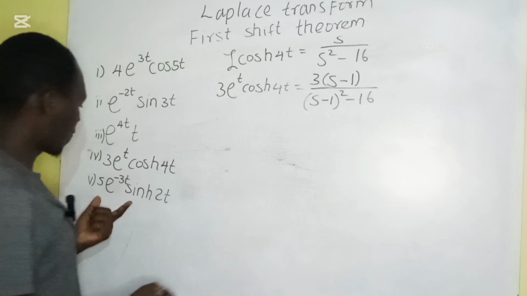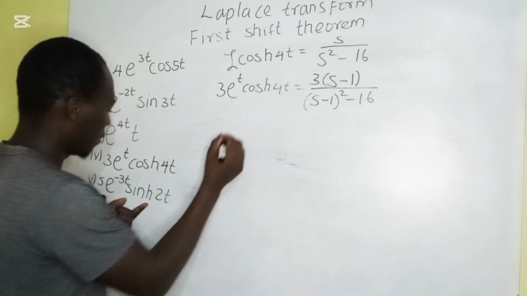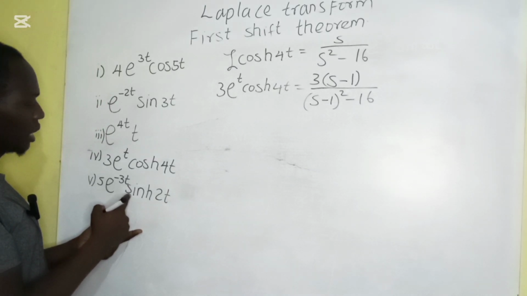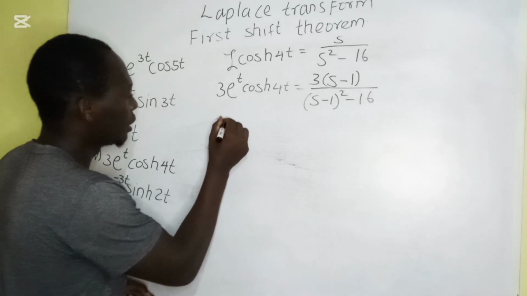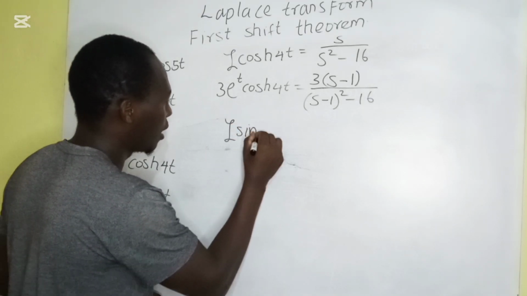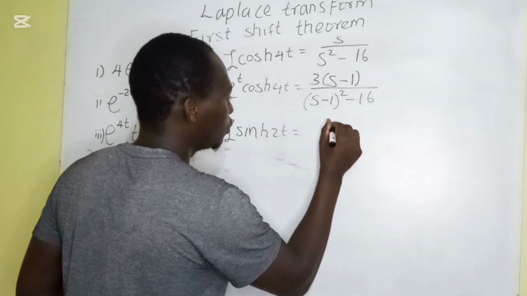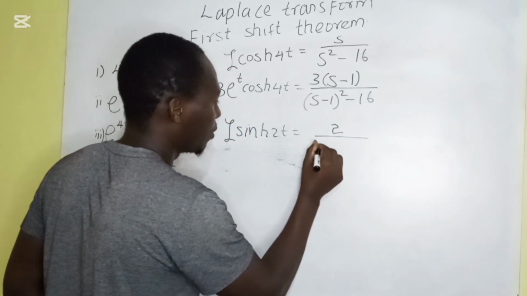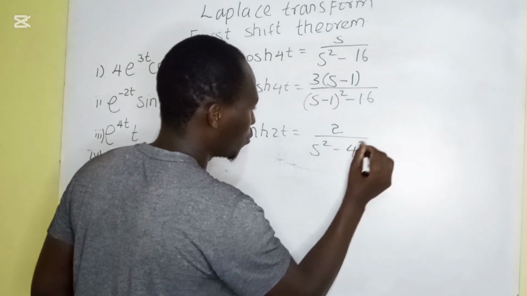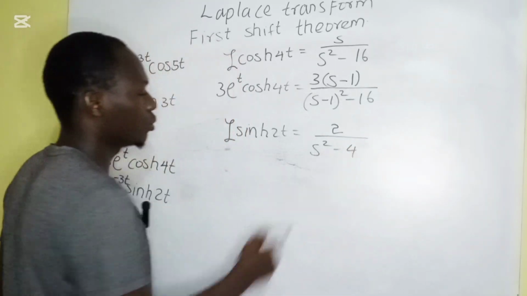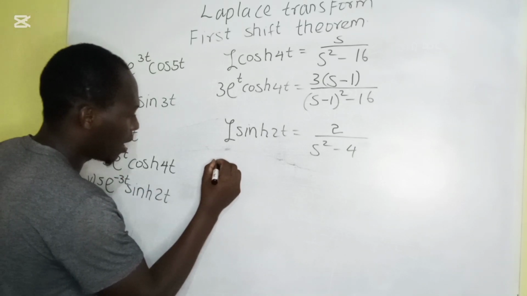Let us now come and find the Laplace transform of whatever we are having here. The first thing that we agreed is that we first get the Laplace transform directly of sine hyperbolic 2t. The Laplace transform of sine hyperbolic 2t is equals to, we are going to have 2 all over s squared. We subtract 4 because 2 raised to a power of 2 is equals to 4.